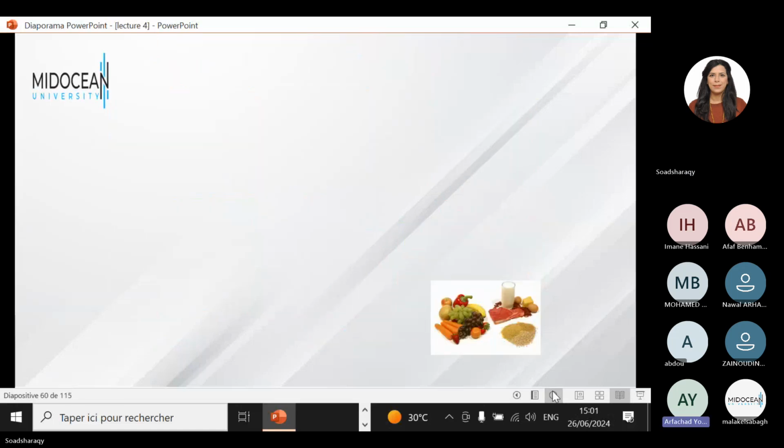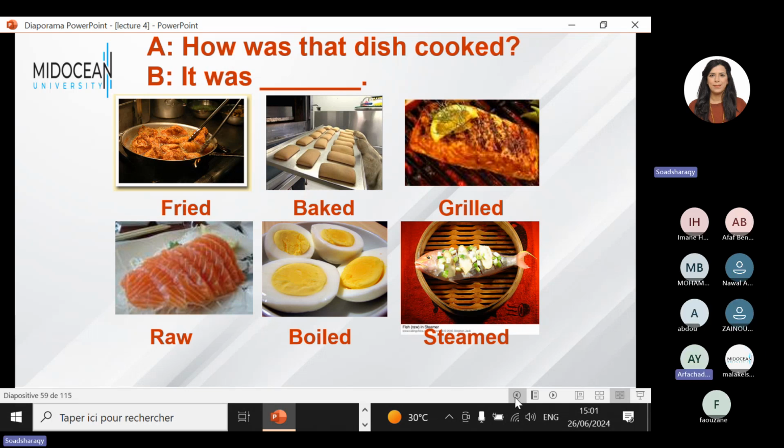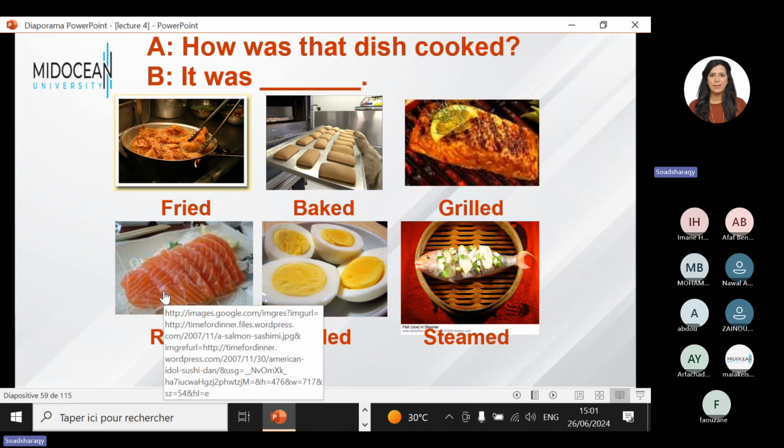I have a question, teacher. Is there a difference between raw and steamed? Yeah, they're different, of course. Okay. What is the difference? As you see here, look at the photo. So what can you see in the photo? Here, photo number 1, raw.